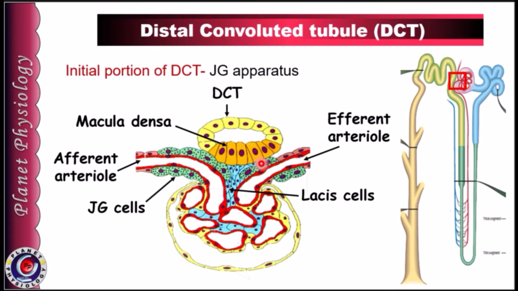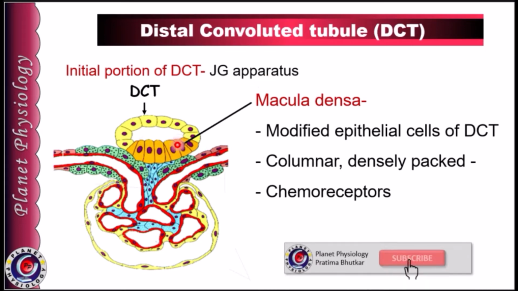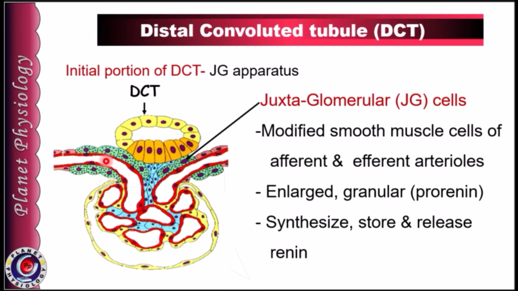both DCT as well as arteriolar smooth muscles are modified to form a specialized structure called as Juxtaglomerular Apparatus. The meaning of juxta is close. So this structure is located close to the glomerulus, so it is known as Juxtaglomerular Apparatus. In this region, the epithelial cells of DCT become columnar and are densely packed. Hence, they are known as macula densa. They act as chemoreceptors and detect sodium chloride concentration in the filtrate that enters the DCT.